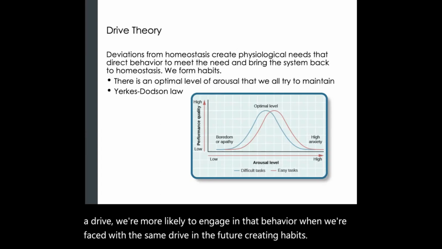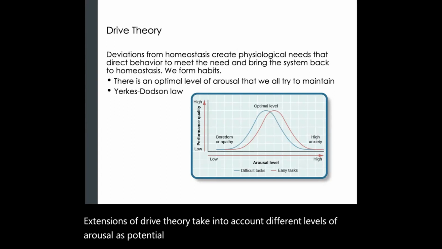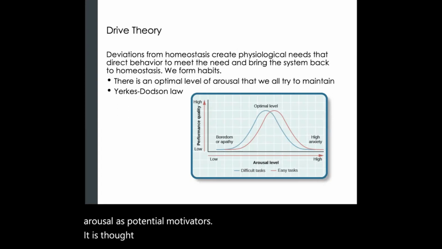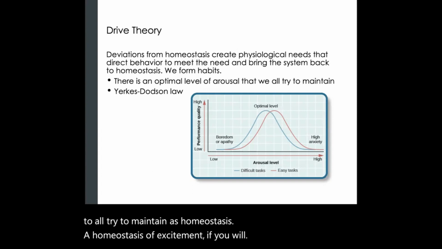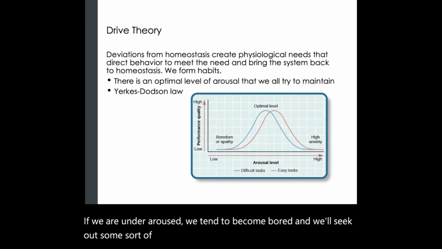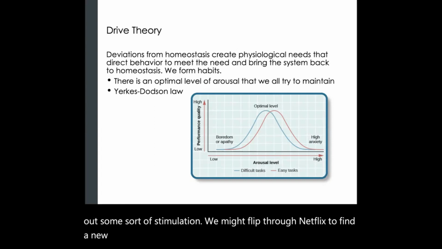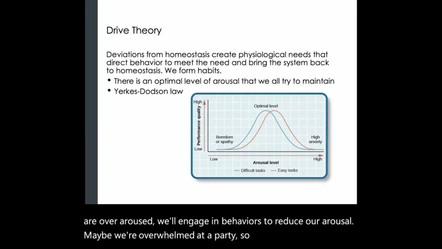Extensions of drive theory take into account different levels of arousal as potential motivators. It is thought that there is an optimal level of arousal that we all try to maintain, a homeostasis of excitement, if you will. If we are under-aroused, we tend to become bored and we'll seek out some sort of stimulation. We might flip through Netflix to find a new series that'll capture our attention. On the other hand, if we are over-aroused, we'll engage in behaviors to reduce our arousal. Maybe we're overwhelmed at a party, so we step into the bathroom to collect our thoughts.